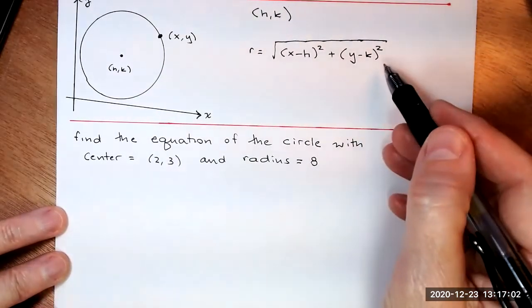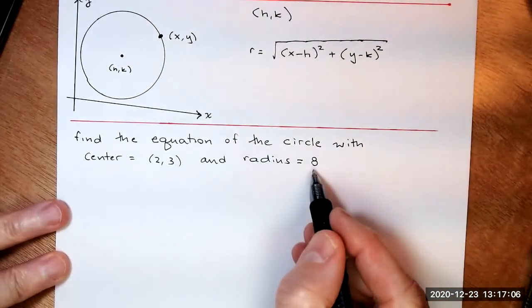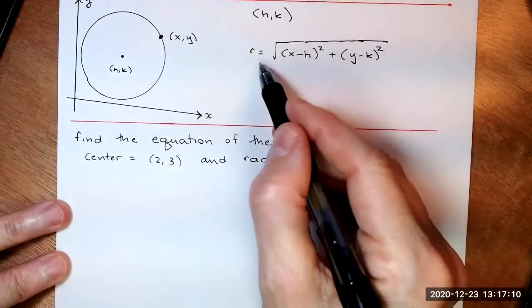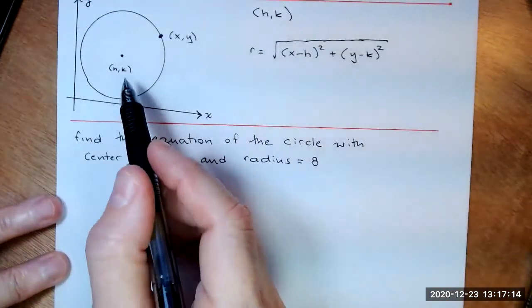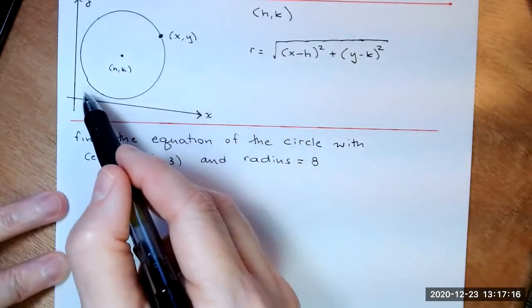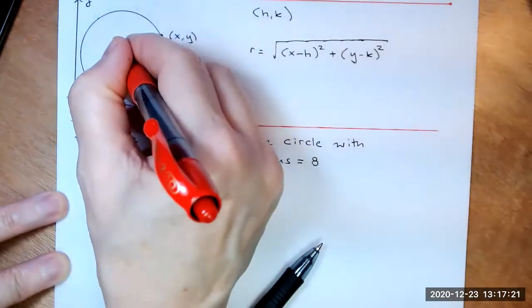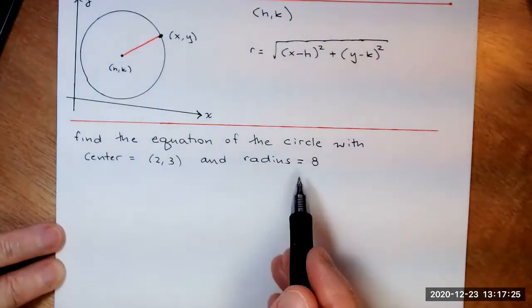So we can use this to find the equation of a circle. If we know the radius of the circle and the center of the circle, we can just plug it into this distance formula, because the circle is all points whose distance is the same away from a particular point.